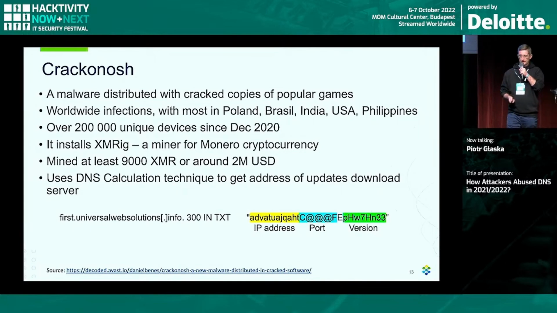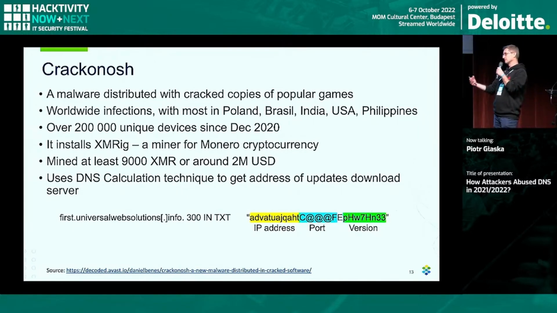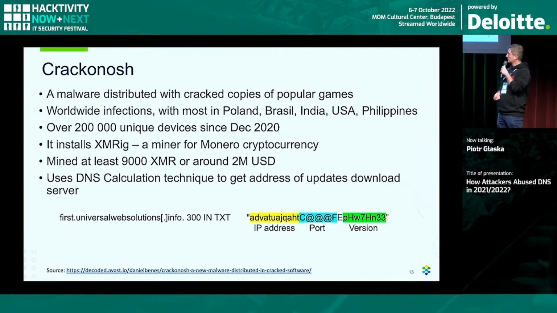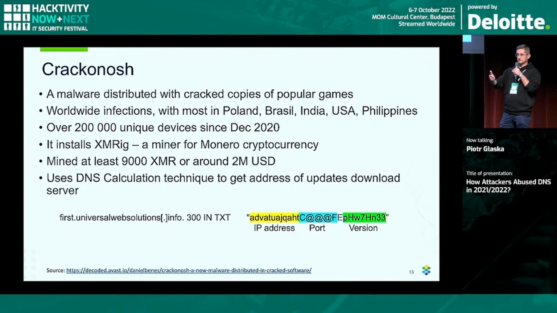Sometimes DNS is used in a very simple way, but not the one it was designed for. For example, here we have an example of malware which is distributed with cracked copies of some games, and they basically try to use hacked computers to mine cryptocurrency. They were quite successful with that because they mined at least $2 million. And how do they use DNS here? If the malware wants to check if there is a new version of this malware on the C2 server, it needed information about the IP address of this server and what's the new version, if there is one.